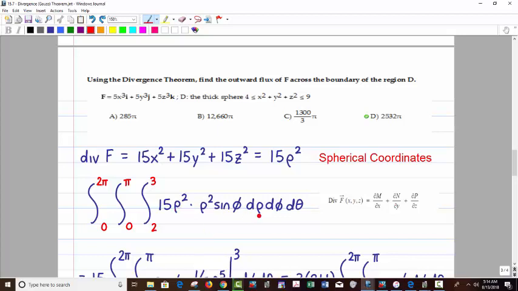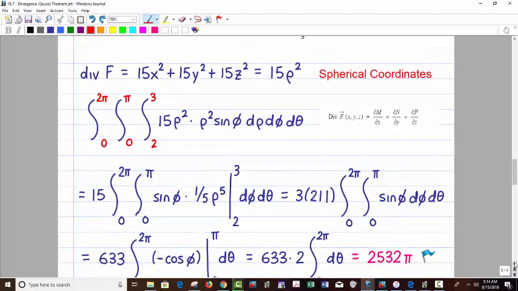So we got the first integral with respect to rho. So I have 15 rho to the 4th. So I brought the 15 out, left the sine phi there for the next integral. Rho to the 4th will be 1/5 rho to the 5th. Put in 3, put in 2. The 15 times the 1/5 will be 3. So 3 to the 5th minus 2 to the 5th ends up being 211. So I can multiply those together to get 633.